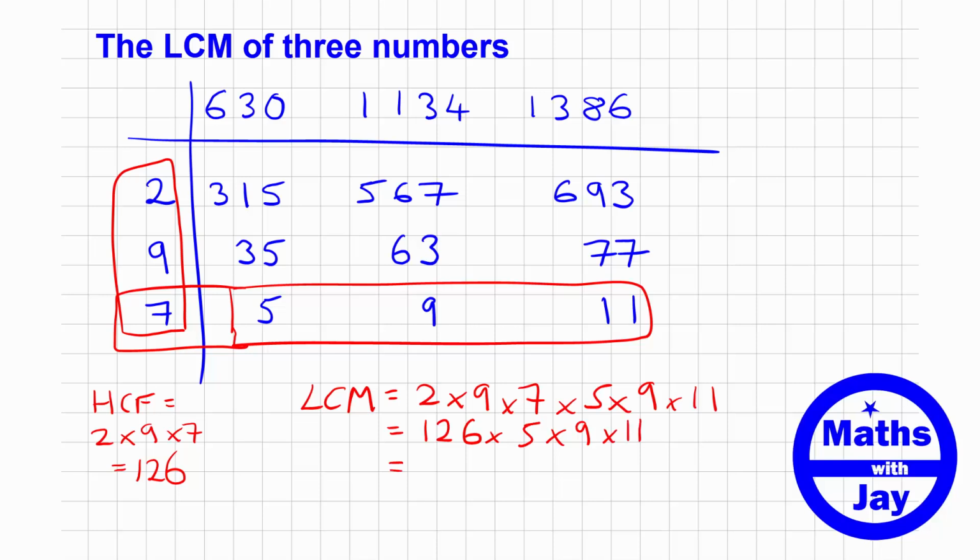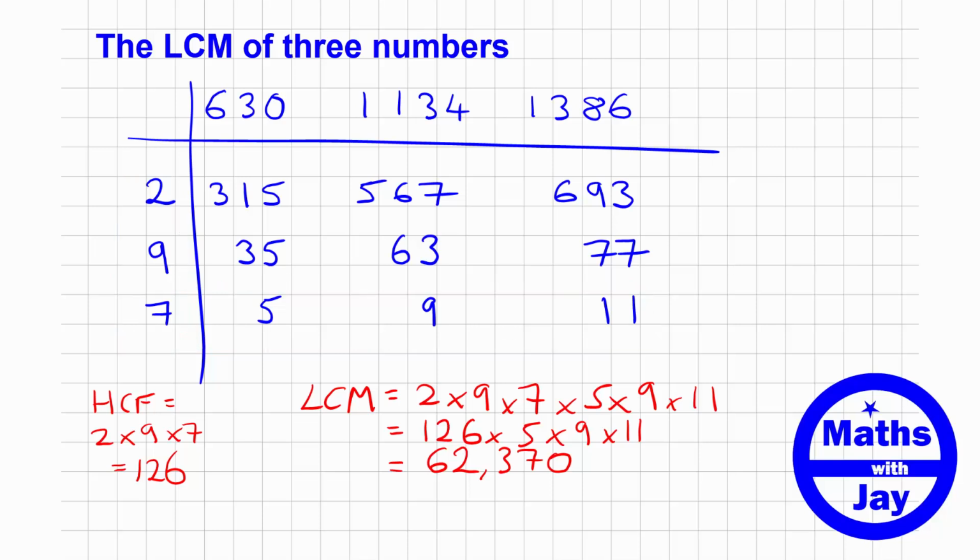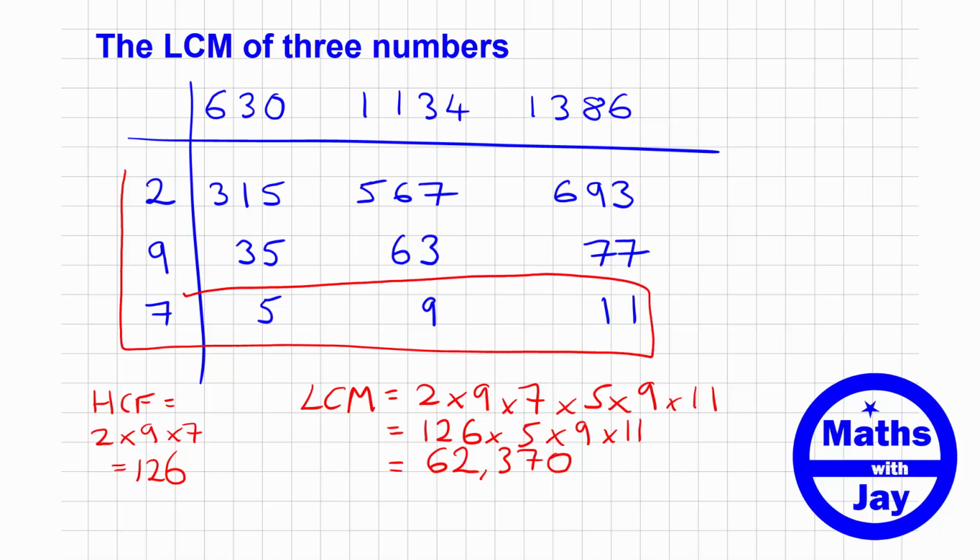So if you multiply all of those numbers together, you should get 62,370. And you might like to check your answer. One way of doing that would be to at least check that the original numbers 630, 1134 and 1386 all divide into that number. So the lowest common multiple is the product of all the numbers in this L shape: the numbers that we've divided in, and the numbers that we're left with at the bottom. Or you can think of this as the product of all the numbers on the left-hand side, which is the highest common factor, and the numbers 5, 9 and 11.